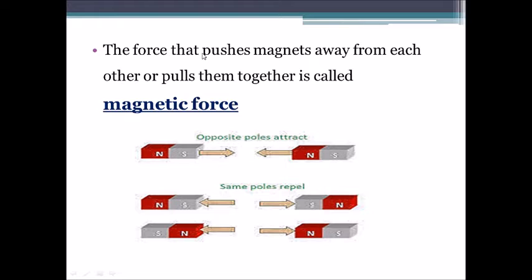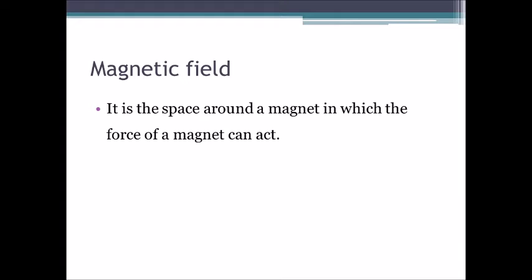Now the force that pushes magnets away from each other or pulls them together is called magnetic force. So what is a magnetic force? It's the force that pushes magnets away from each other or pulls them together. Now what is a magnetic field? It is the space around a magnet in which the force of a magnet can act.